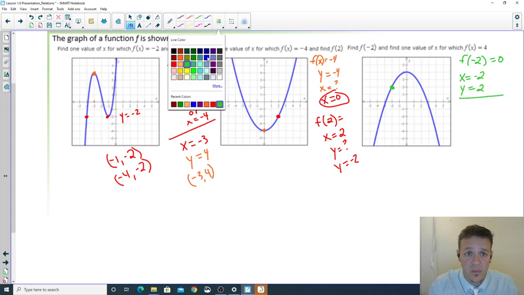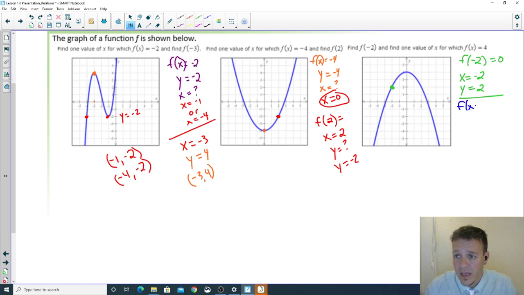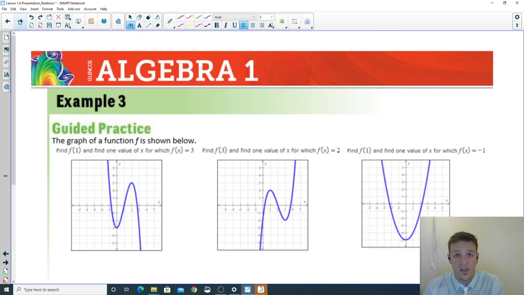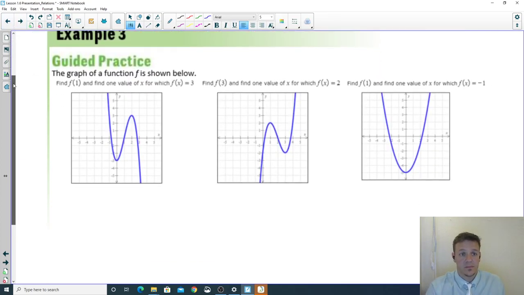And then the last one would be when f of x equals 4, or another way of saying when y equals 4. When y equals 4, what is it? The only way it's going to be 4 is right there. My x equals what? 0. That's the answer. Okay, what I want you guys to do is study this real quick, but finish these 3 problems for me.